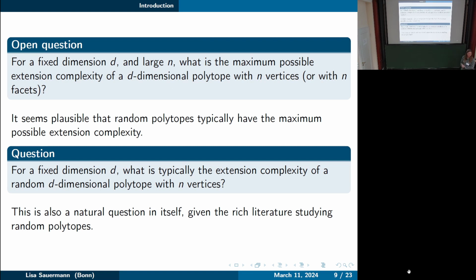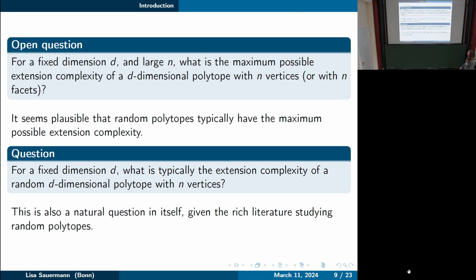The results on the previous slide gave some lower bounds for the typical extension complexity of random polytopes, but maybe random polytopes typically have even higher extension complexity. That's a natural question. Random polytopes are, I guess to everyone in this room, natural, and extension complexity might be less familiar to people in this room but very natural to people in combinatorial optimization. These are both well-studied concepts, so I think it's a natural question to ask what the typical extension complexity of a random polytope is.